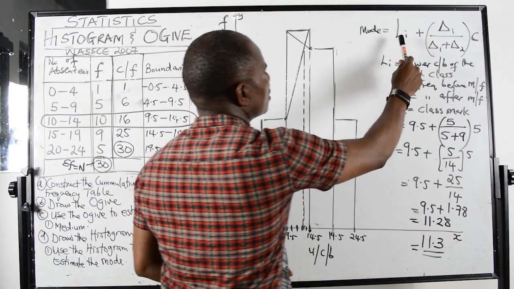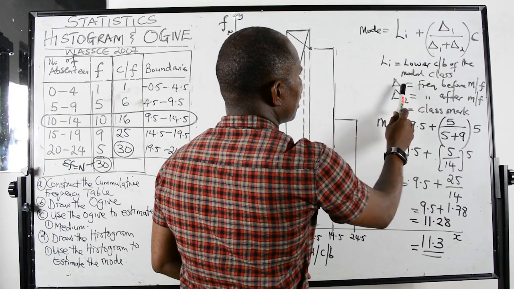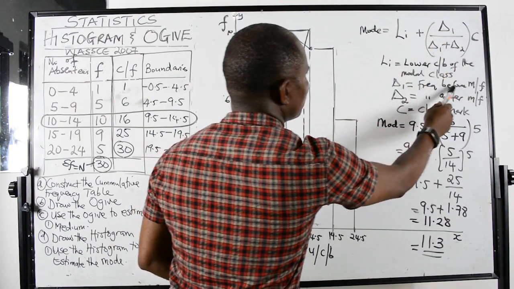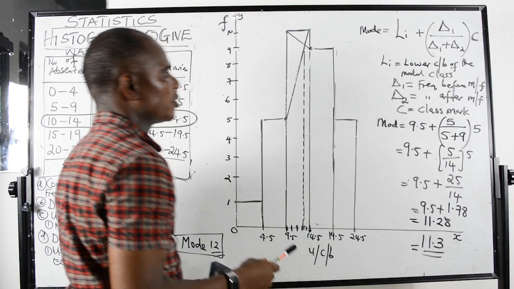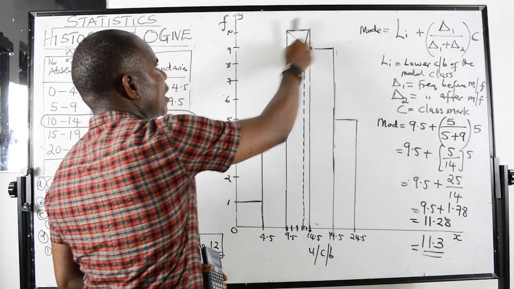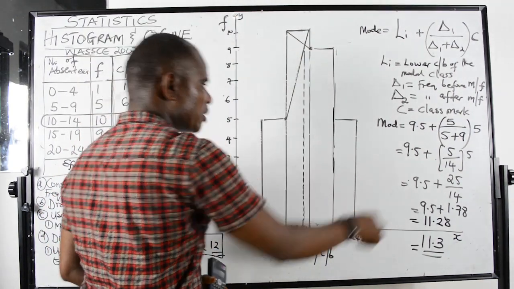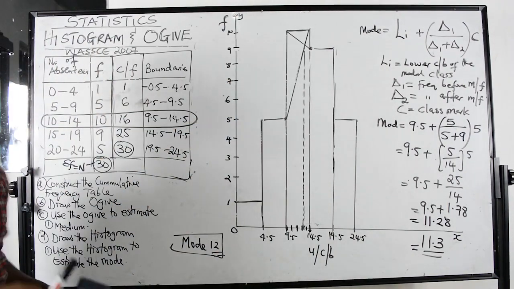The difference between, this is the lower class boundary, that's it there, and the delta 1 is the frequency before the lower class. You can get it there. And it can also be that this distance and this distance can also be computed to get the same mode there. But I don't want to bore you with so many formulas.